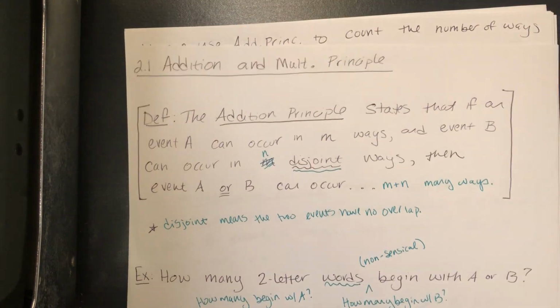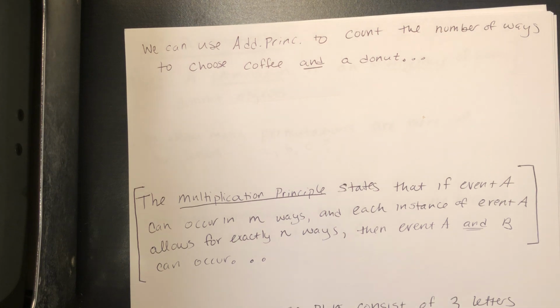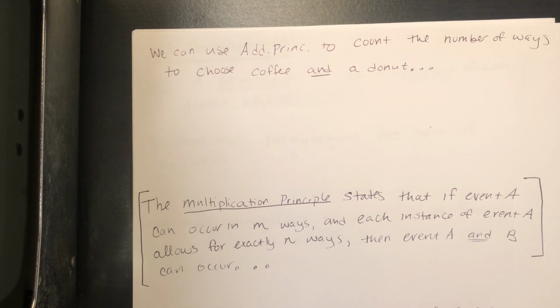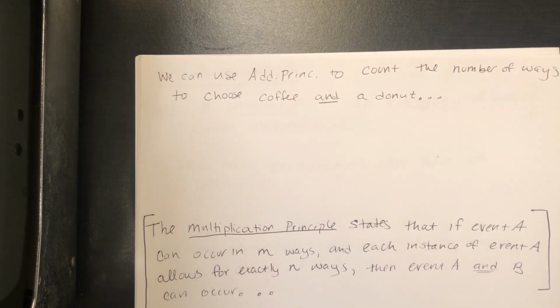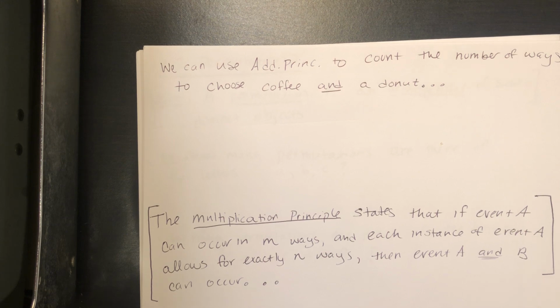Okay, so another problem in the warm-up asked, how many ways can you make a choice at that same coffee shop if you're going to choose both coffee and a donut? And it turns out we can use the addition principle to solve this problem as well, right?